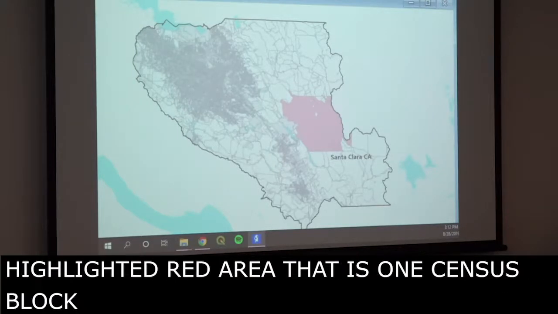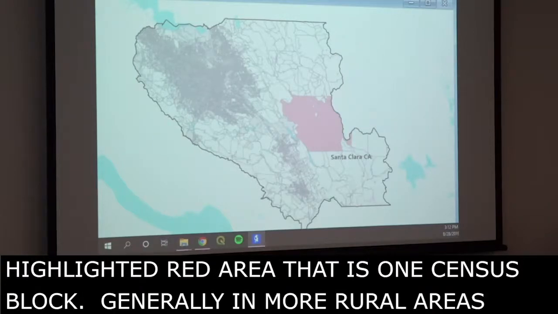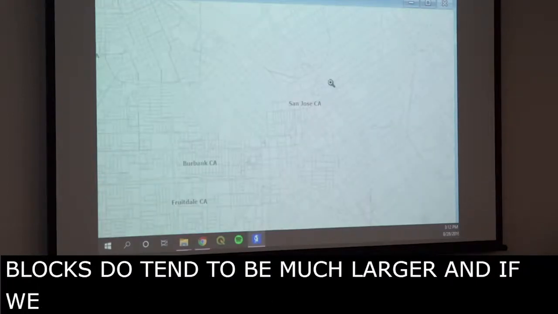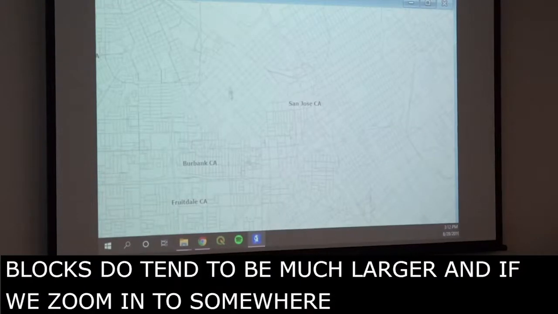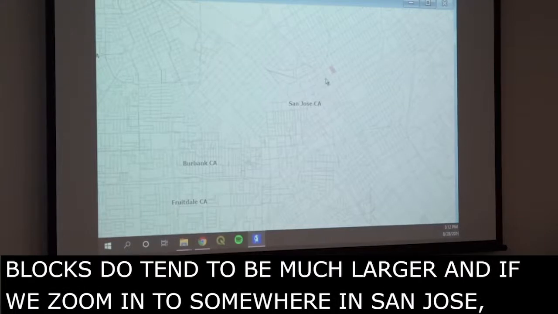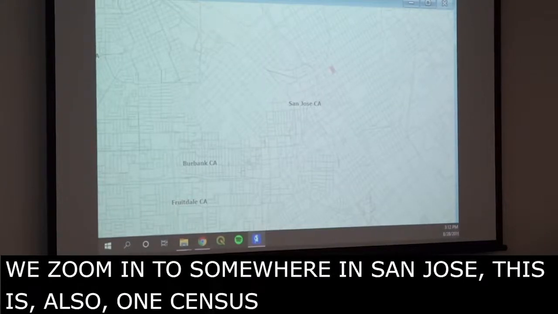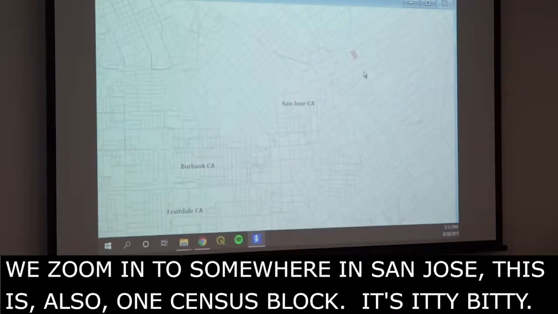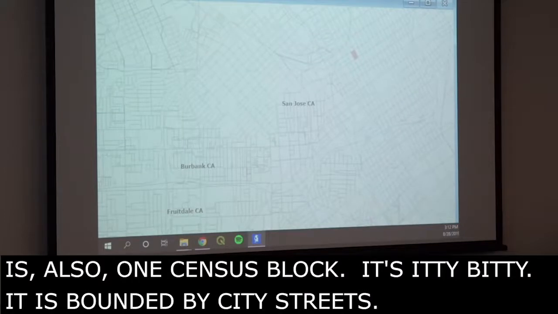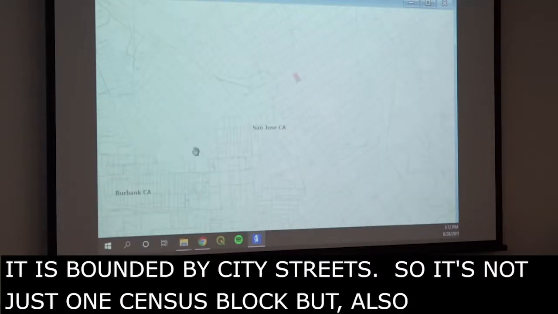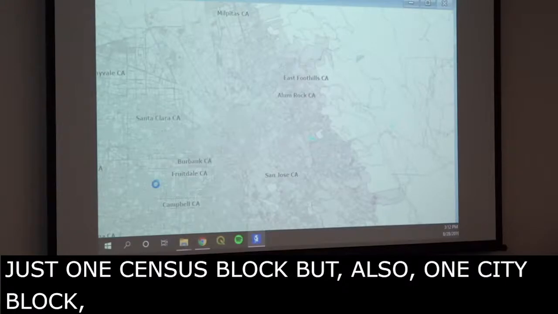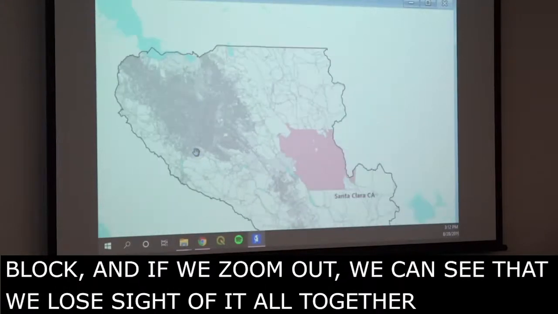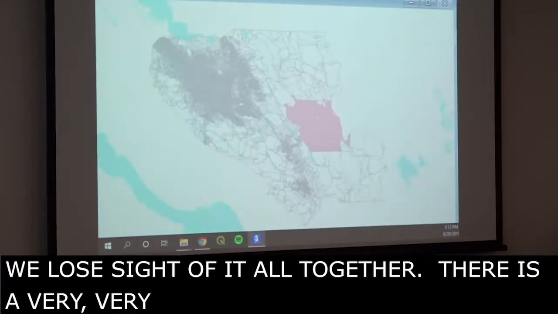Generally, in more rural areas, like here in eastern Santa Clara County, census blocks do tend to be much larger. And if we zoom into somewhere in San Jose, this is also one census block, this itty bitty. It is bounded by city streets, so it's not just one census block, but also one city block. And if we zoom out, we can see that we lose sight of it altogether. So there's a very, very large difference between how census blocks can look.